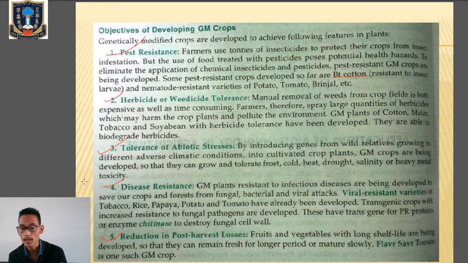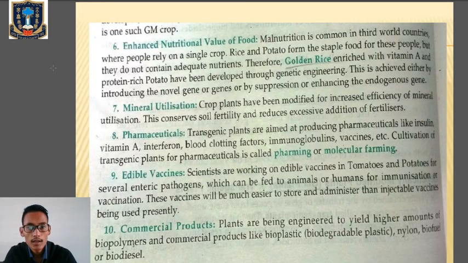We have just mentioned this as one example of GM crops. This Flavr Savr tomato has a long shelf life. That means it has a long post-harvesting period. Next one is the enhanced nutritional value of food. Malnutrition is common in third world countries where people rely on a single crop. Therefore, in order to overcome malnutrition, we are developing lots of crops which can overcome such nutritional deficiencies.